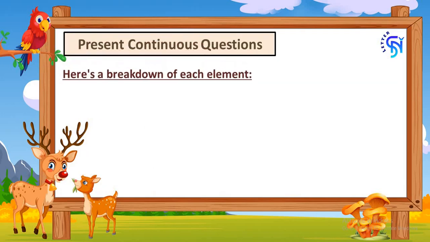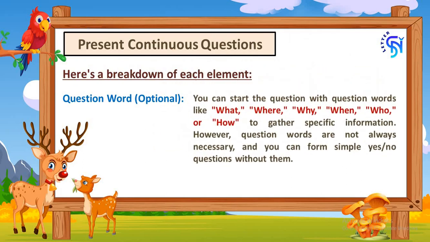Here's a breakdown of each element. Question word. You can start the question with a question word like what, where, why, when, who, or how to gather specific information. However, question words are not always necessary, and you can form simple yes-no questions without them.